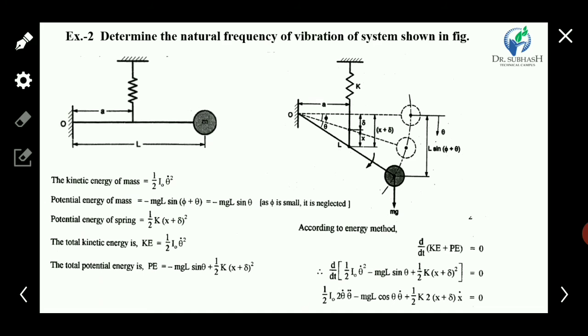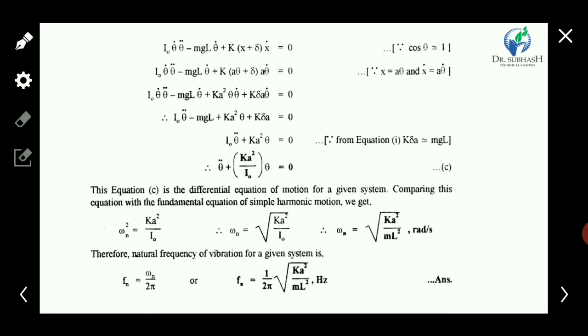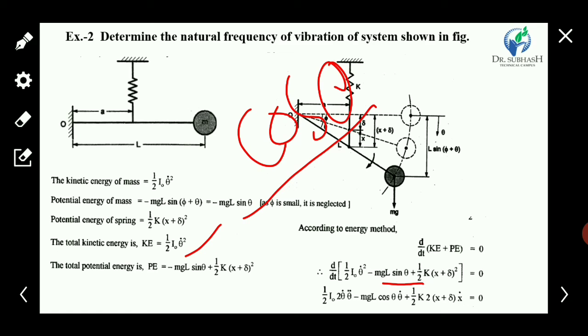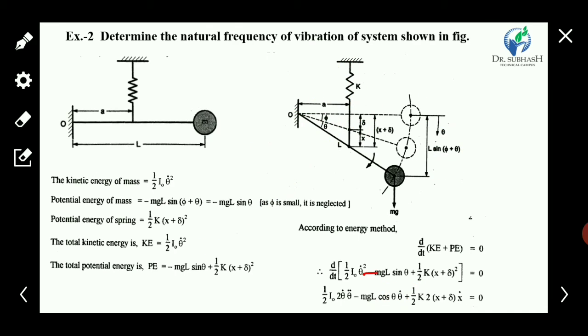Now mgL sine theta: mgL is constant with respect to time, so only sine theta is differentiated. The differentiation of sine theta is cos theta, and then theta is differentiated again, giving theta dot, and the negative sign is there. And here x and delta are changed.